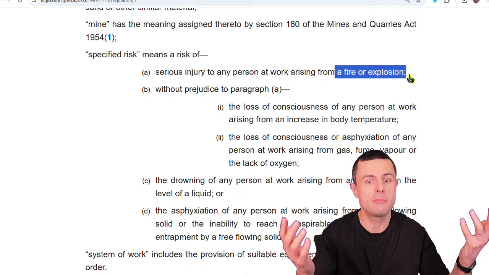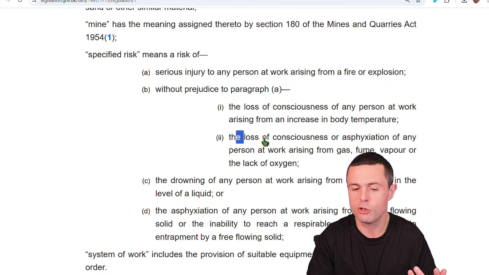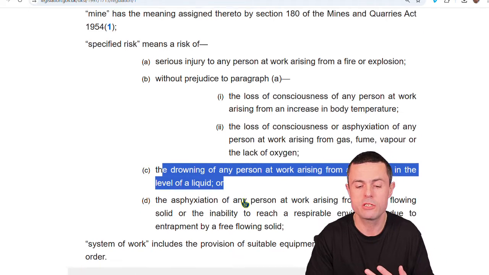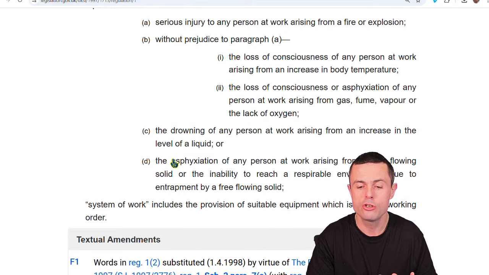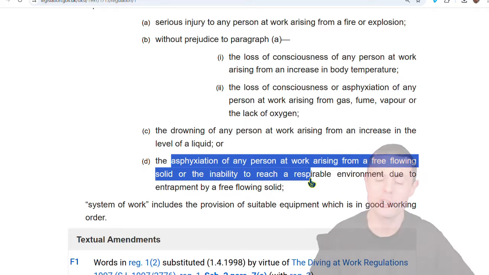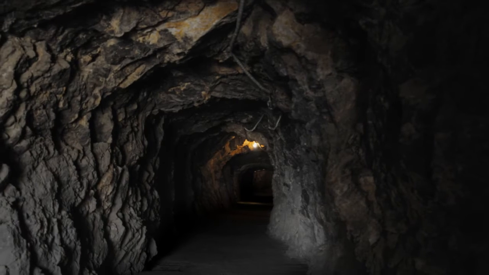It means that there's a risk of fire and explosion, so you've got a flammable atmosphere. There's a risk of loss of consciousness due to increase in body temperature. We've got loss of consciousness or asphyxiation from gases, fumes, vapors, or lack of oxygen. Got drowning due to an increase in the level of liquid, and asphyxiation due to being smothered from a free-flowing solid, or the inability to reach a respirable environment due to entrapment by a free-flowing solid. Anyway, basically it's really dangerous situations. Just cramped and small and no space and you can't get in or can't get out, not a confined space. Not interested. Keep that off my NG2 project, please.